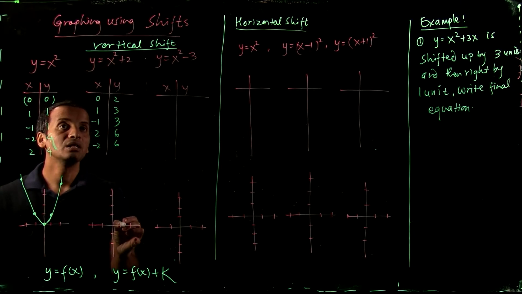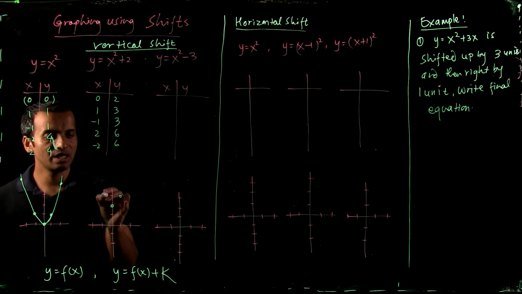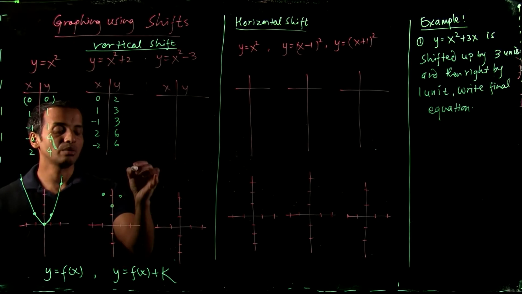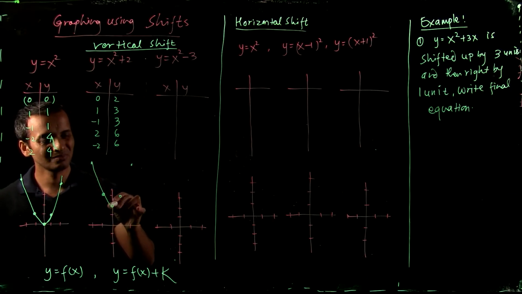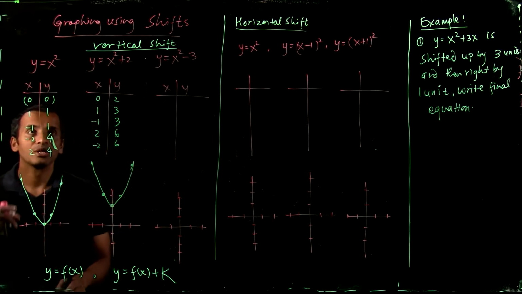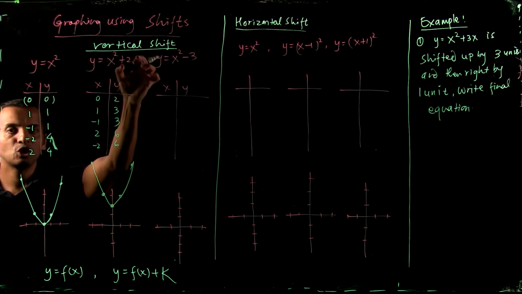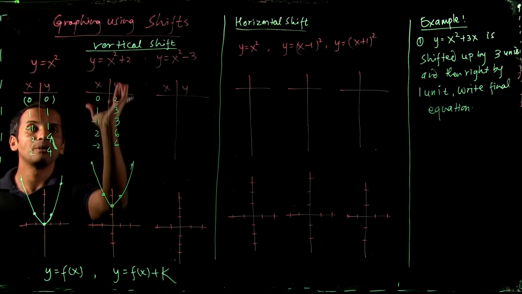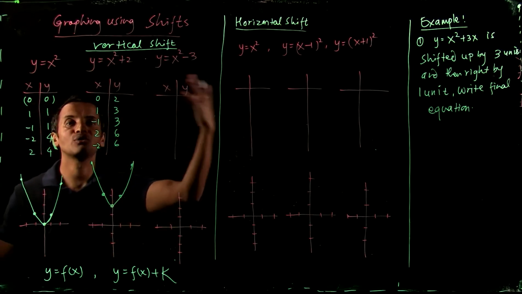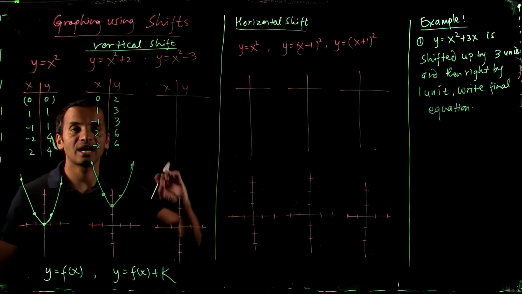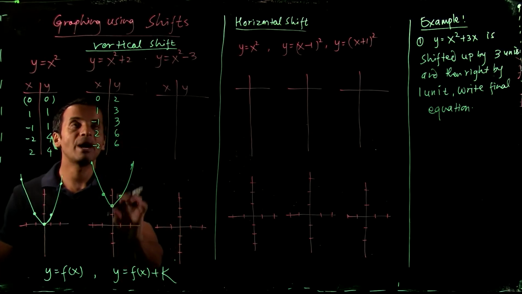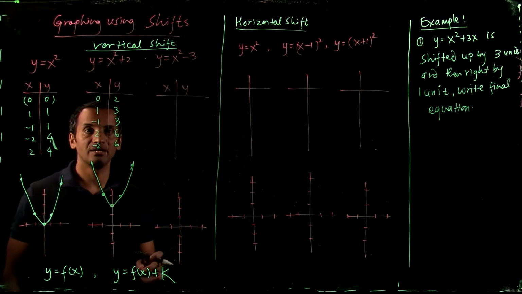So at 0 it is 2. At 1 it is 3. At negative 1 it is 3 again. And then at 2 it is 6, somewhere here, and then here. Did you see that? When the number 2 is added to the right hand side of the equation, then the graph will be shifted up by 2. So if you add a number to the whole right hand side, the graph will shift up by that many units, whatever is added.